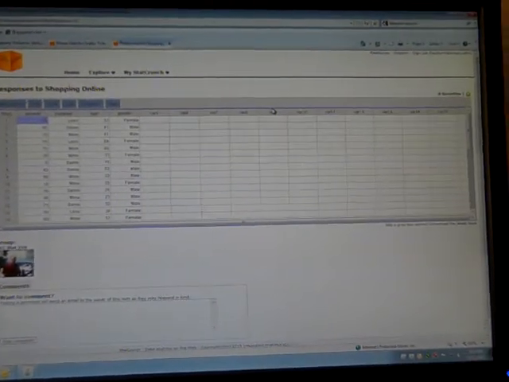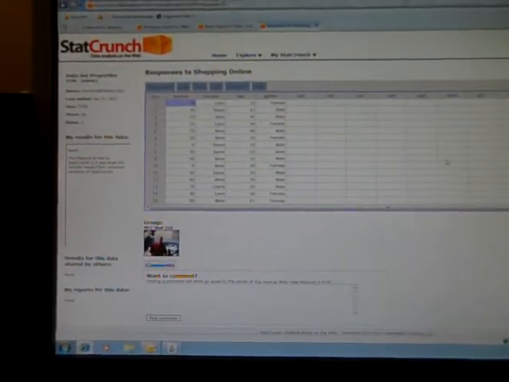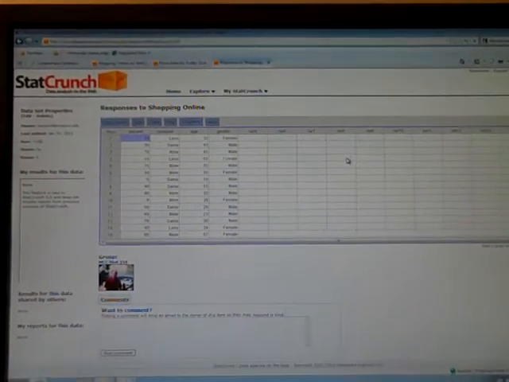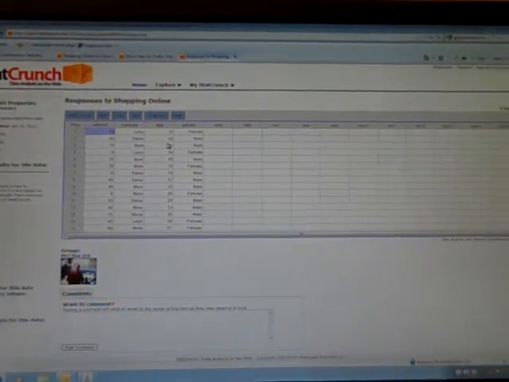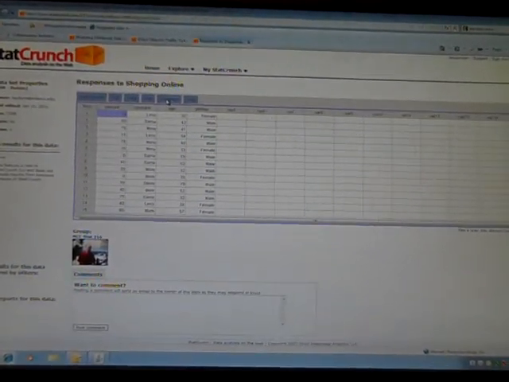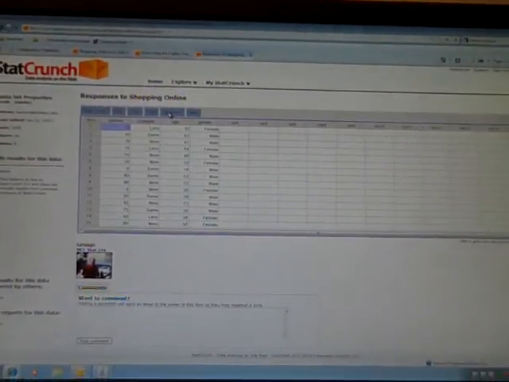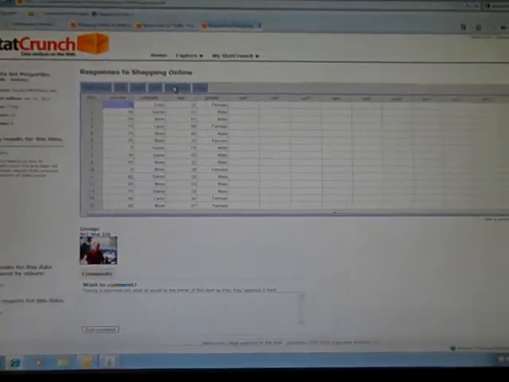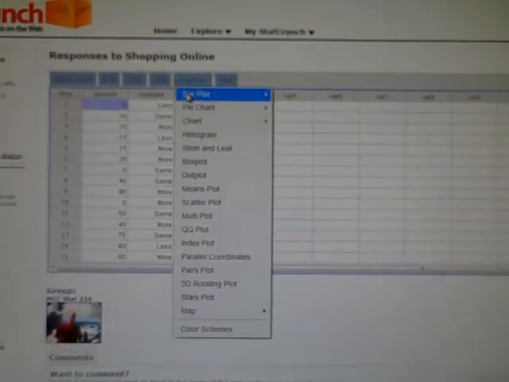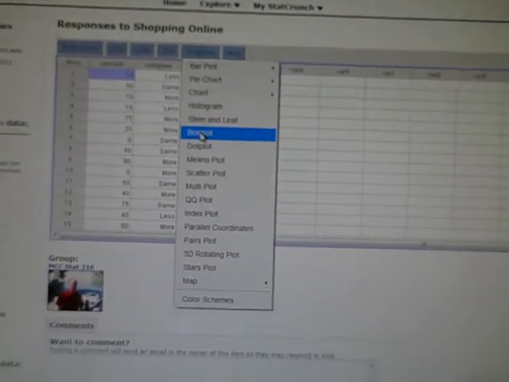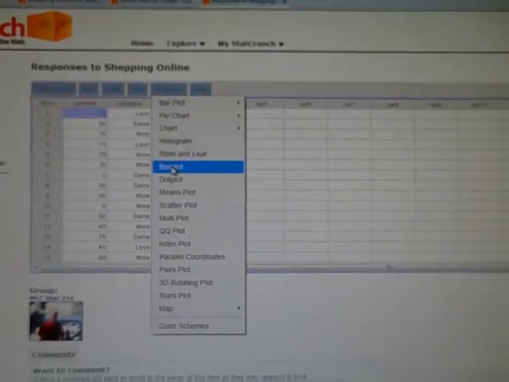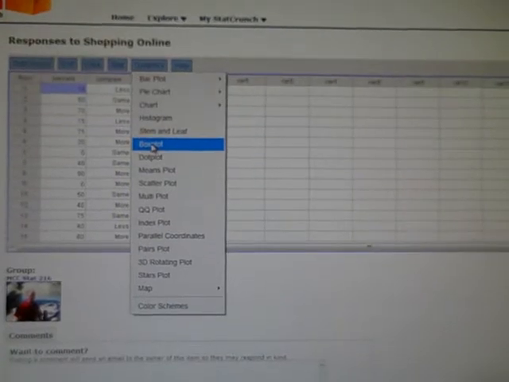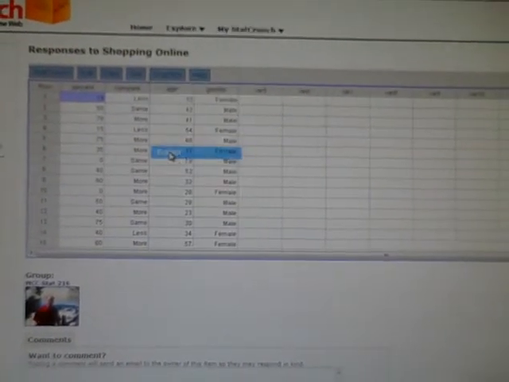So first of all, let's say we wanted to know if there was a relationship between gender and age. That is, we wanted to know maybe if the females tended to be older than the males or whatever. The tool for looking at a relationship between quantitative and qualitative, that is, looking at a quantitative variable across a couple of groups, is the parallel box plot. Okay, and to get to that parallel box plot, we're going to select box plot from the graphics menu.